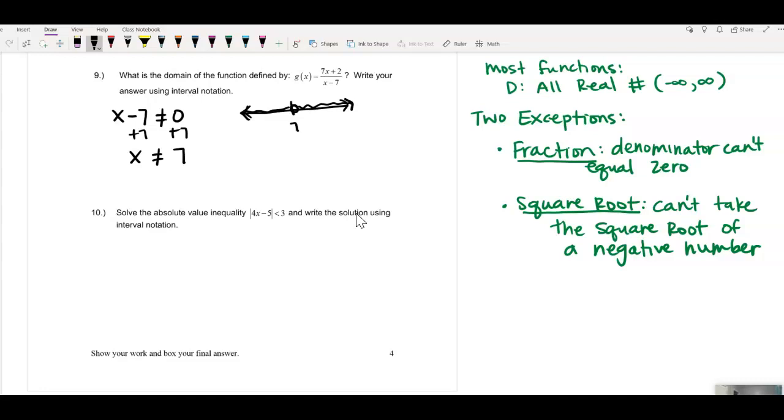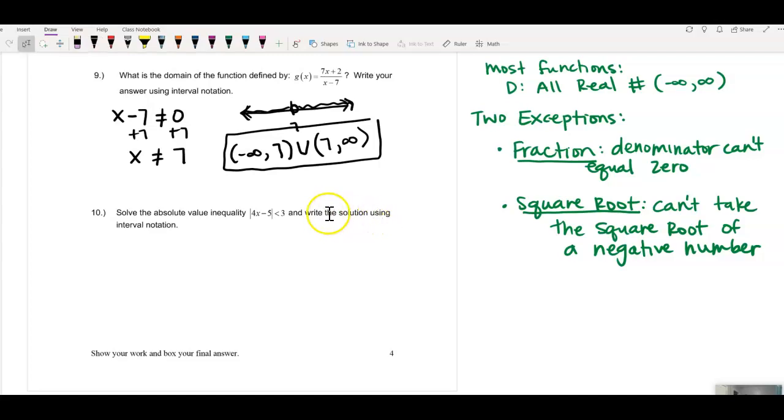So if I was to write that in interval notation, I can have all the numbers out to negative infinity up to 7, but not including it. So I've got to use a parenthesis. And then union, I can also have numbers bigger than 7. So this is the way I write that in interval notation, that I mean everything, just not 7. Okay? Does that make sense on those with the domain?